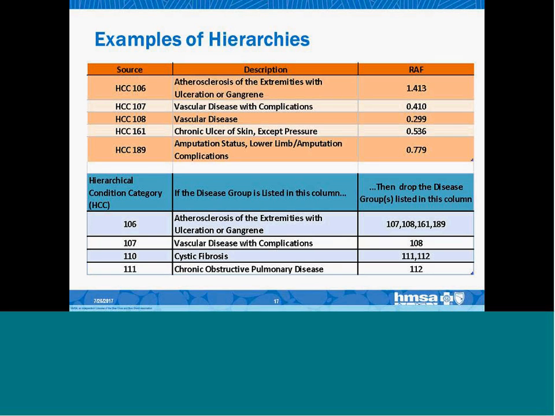And another example, this patient is diagnosed with atherosclerosis of the extremities with ulceration or gangrene. So the patient may have been diagnosed with vascular disease, chronic ulcer of the skin, or an amputation. But CMS tells us that if the patient has these conditions, the diagnosis of atherosclerosis of the extremities would supersede the other diagnoses. By looking at the RAF score associated with HCC 106, you can see why that's the diagnosis they would emphasize. A patient with this diagnosis would likely require more complex care and therefore have a higher RAF score.